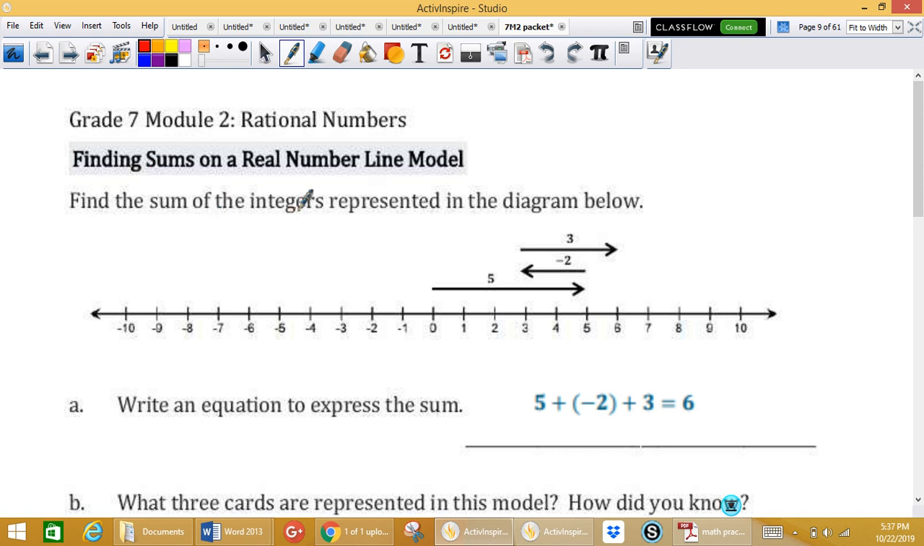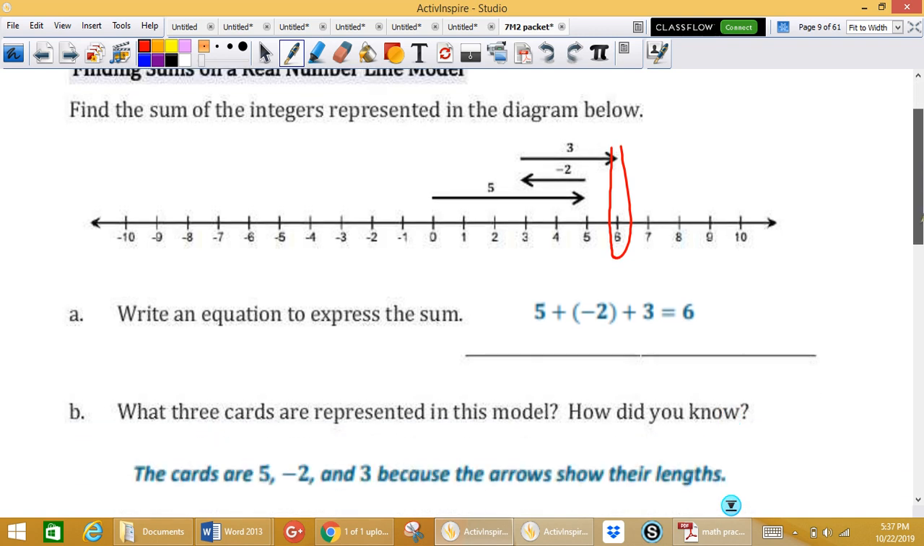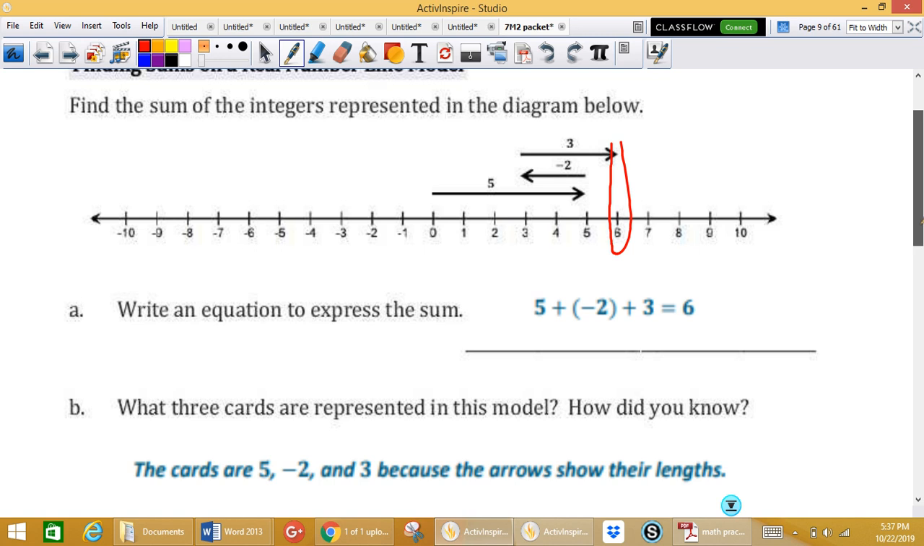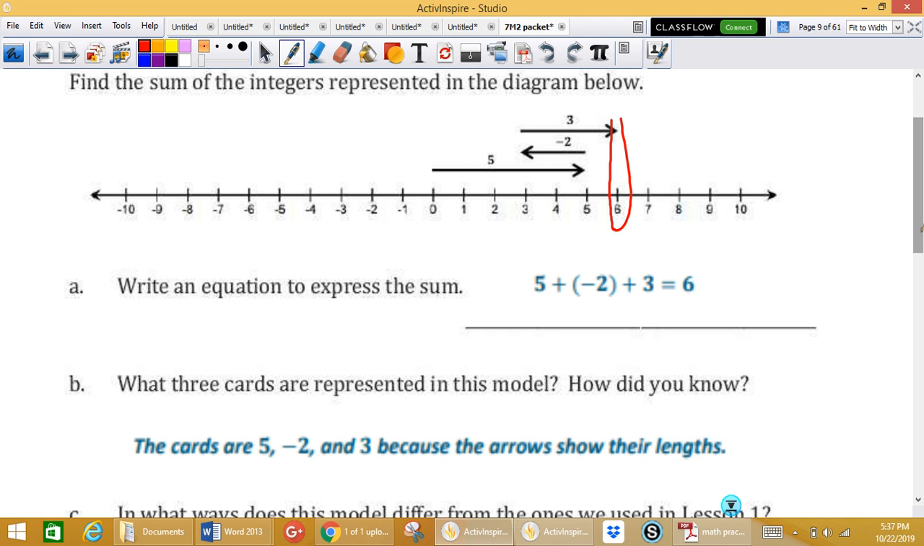Find the sum of the integers represented in the diagram below. So if I start at 0, I go to 5 plus negative 2 plus 3. So 5 plus negative 2 plus 3. The last where it stops is at 6. What 3 cards are represented in this model? How do you know? The cards are 5, negative 2, and 3 because the arrows show their lengths.